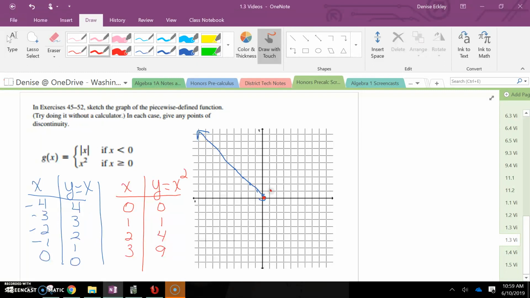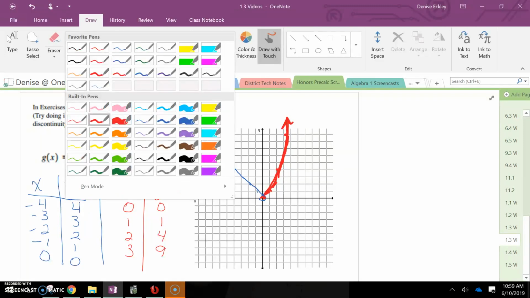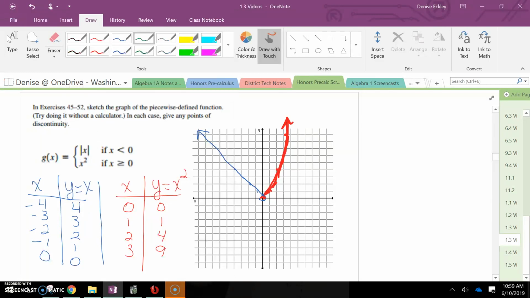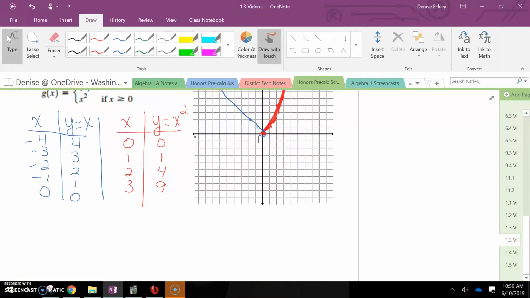Now we're at 1, 1, and 2, 4, and 3, 9, right there. So I'm going to draw that parabola like that, and it should be connected. There we go. So the graph will look something like that. And as we can see, there is no point of discontinuity because the two graphs are joined, and they're joined with a closed circle. So we would say that there are no discontinuities.